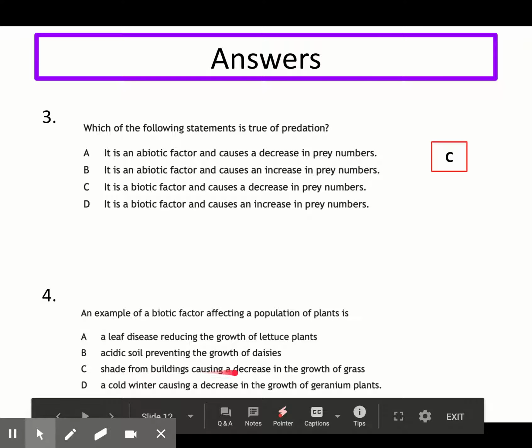Shade from buildings causing a decrease in the growth of grass. Again, that's to do with light intensity, and that was one of the abiotic factors, so it can't be the answer to this one because this is about a biotic factor.